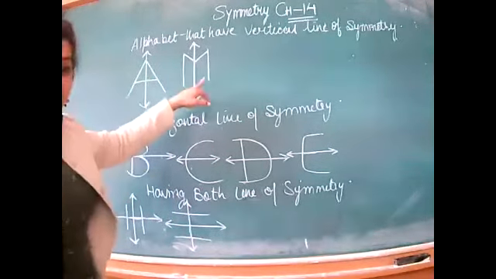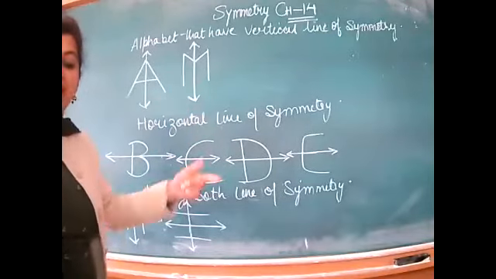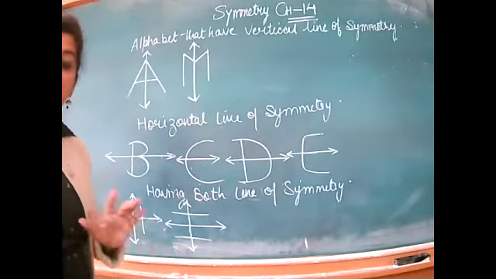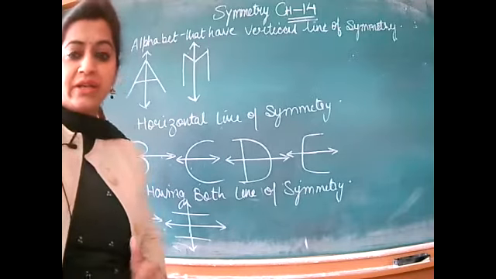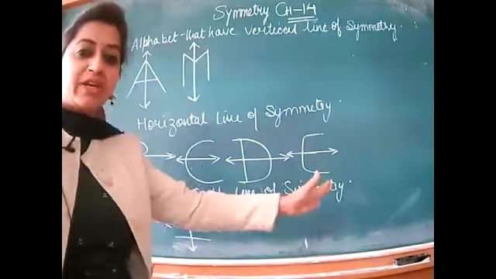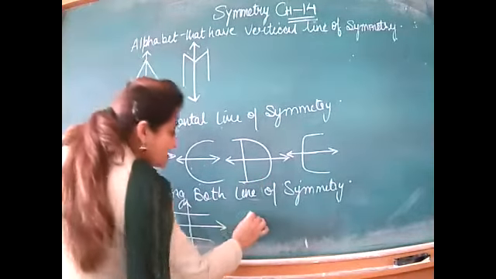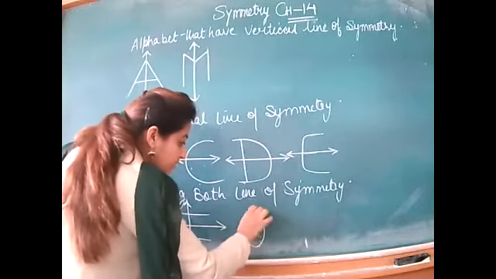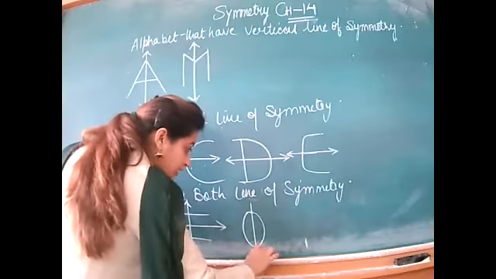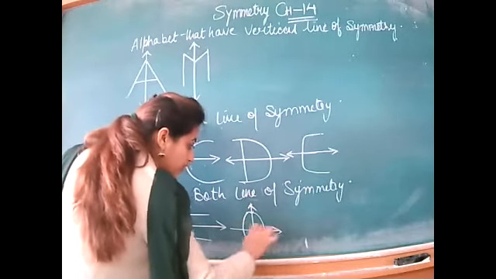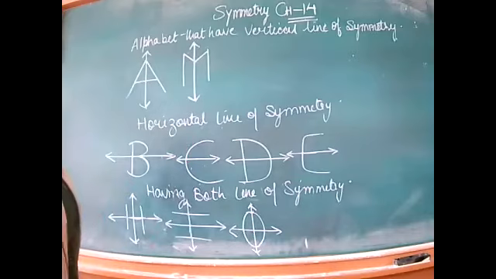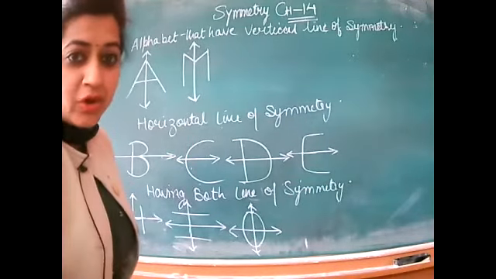Yes, we have reached M, then N. N has no line of symmetry. We will also write the alphabets that don't have any line of symmetry later on, after doing this. And O. O has both lines of symmetry like this, vertical as well as horizontal. Okay, draw this.